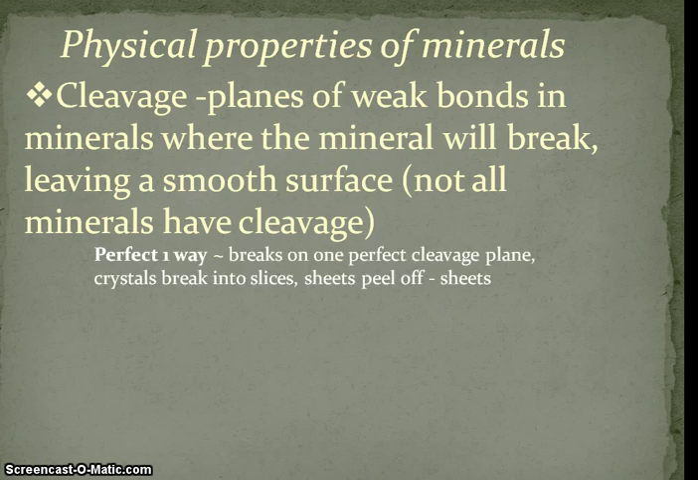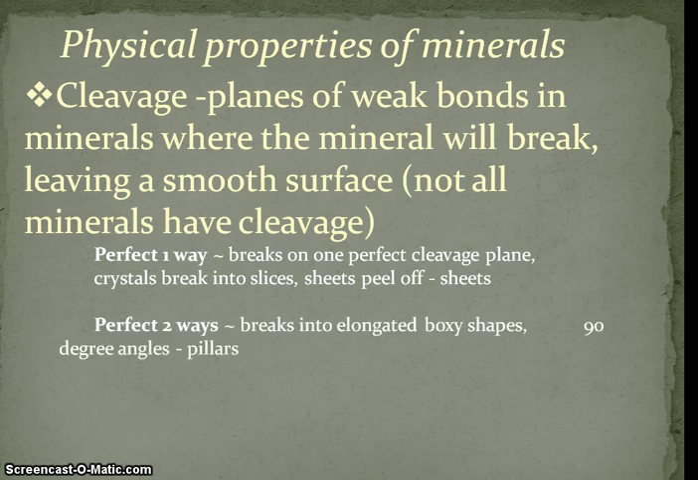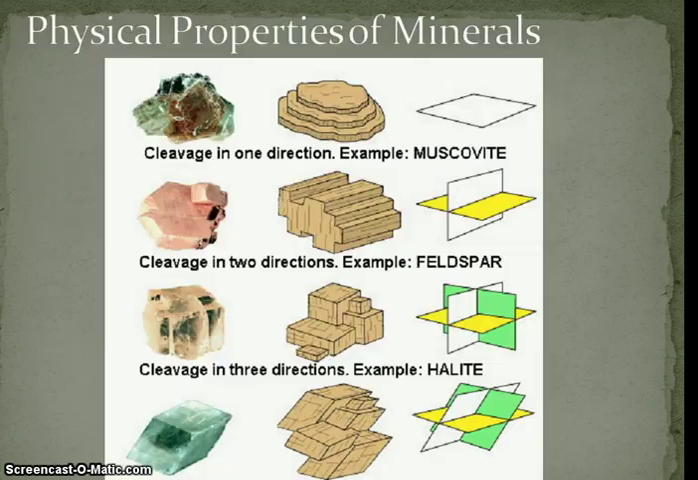So there are three ways that geologists will talk about it. One way means they'll break off into planes or perfect sheets. Two ways means they break off into boxes, and three ways means they break off into perfect boxes. Here's a couple pictures of what that looks like. So again, all of these are examples of minerals that do display cleavage.